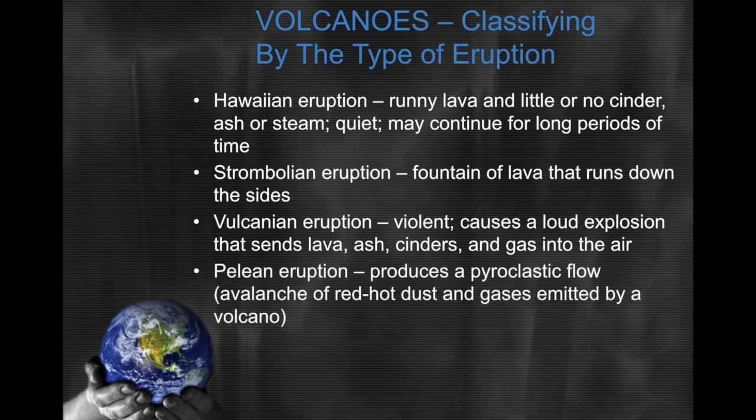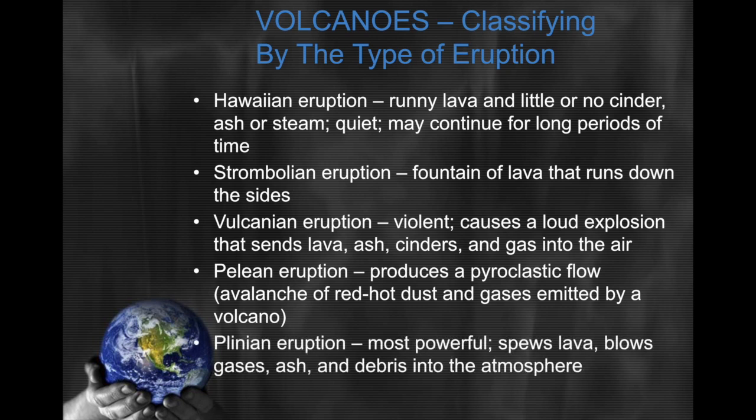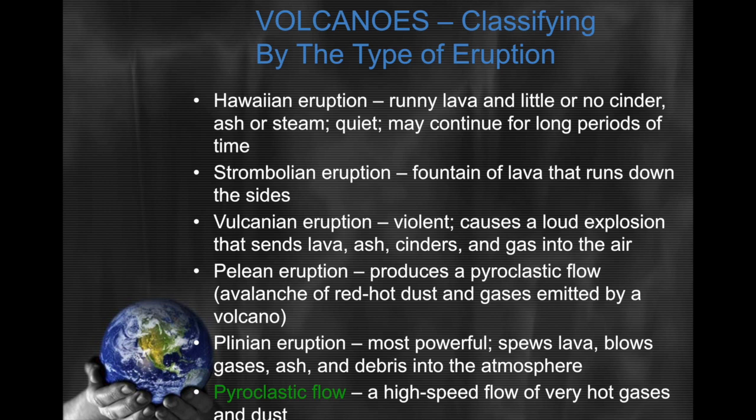And then we have a Pelean eruption. And this produces a pyroclastic flow, which is an avalanche of red hot dust and gases, and it's thrown out of the volcano. And then we have a Plinian eruption, which is the most powerful. It spews lava, it blows gases, ash, and debris into the atmosphere. It causes a lot of damage to the ozone layer. And then we have the pyroclastic flow, which is a high-speed flow of very hot gases and dust.